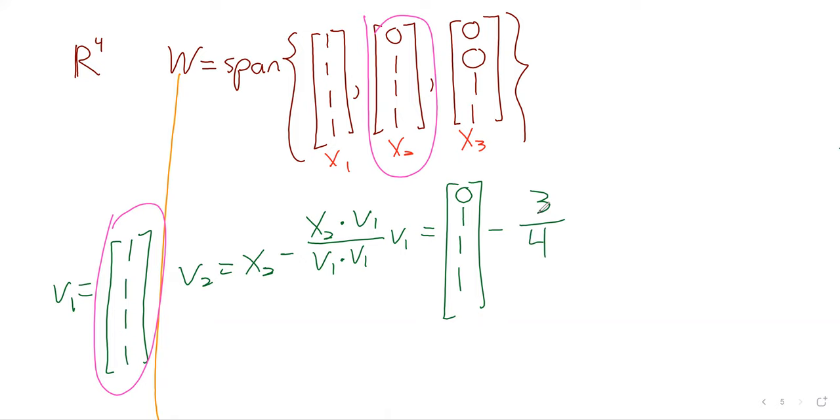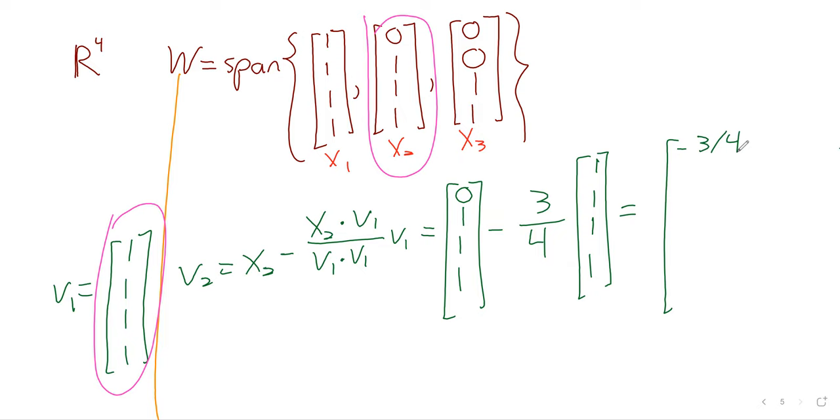4, times v1, so negative 3/4, 1/4, 1/4, 1/4. Assuming that I'm doing all of this mental arithmetic correctly.